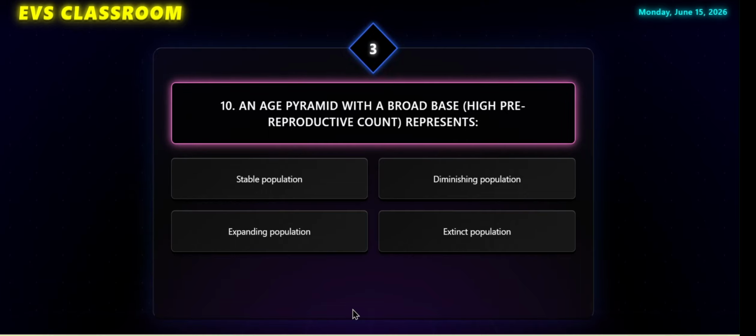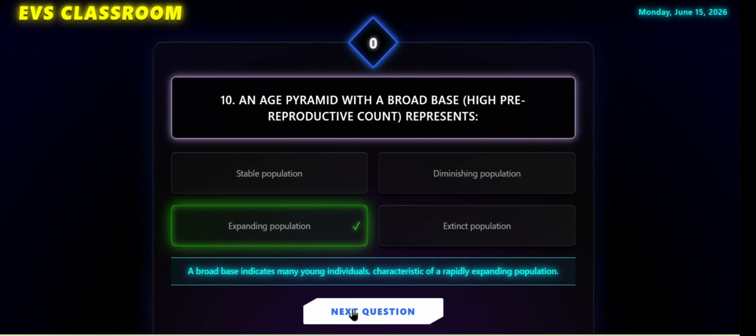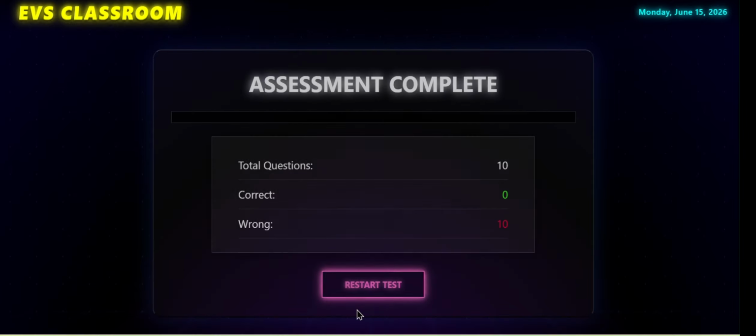An age pyramid with a broad base and high reproductive count represents an expanding population. A broad base indicates many young individuals, characteristic of a rapidly expanding population.